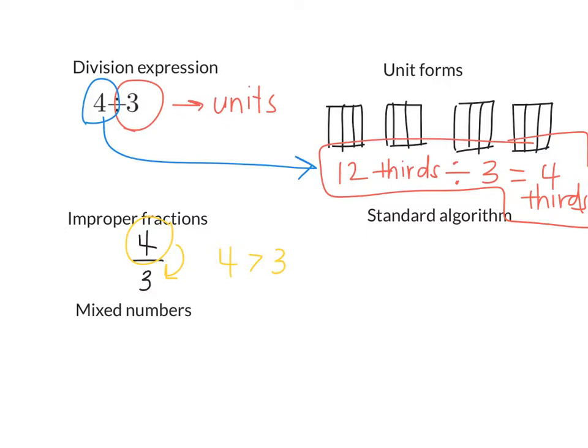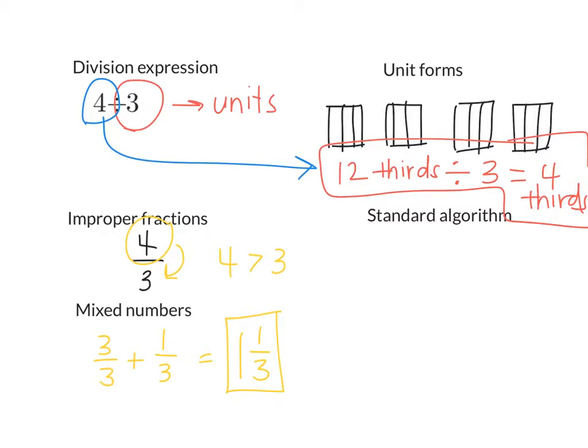How many wholes would it take? How many thirds does it make to make one whole? 3. So 4 thirds is the same thing as 3 thirds plus 1 third. Do you agree? Yeah. Therefore, as a mixed number, it would be 1 whole and 1 third. So this is the form in mixed numbers. Do you guys agree? Very good.